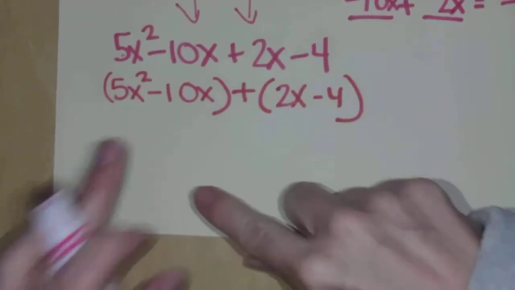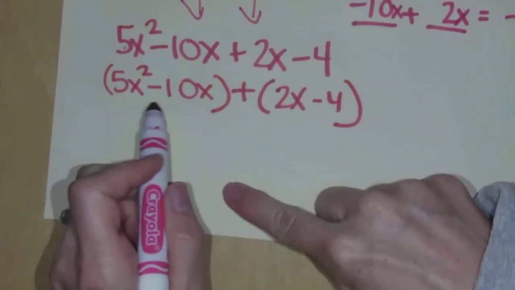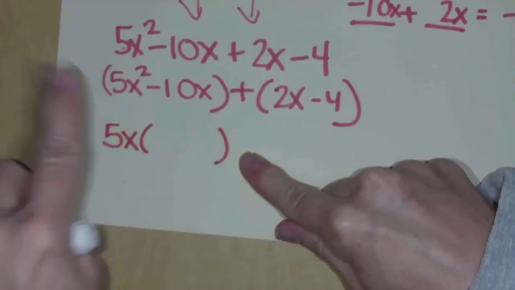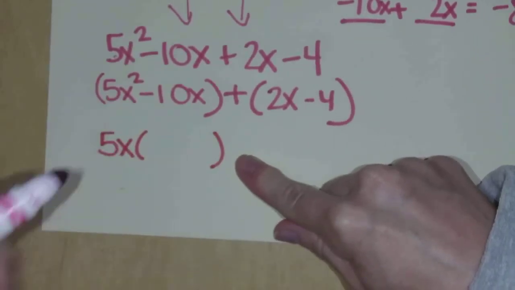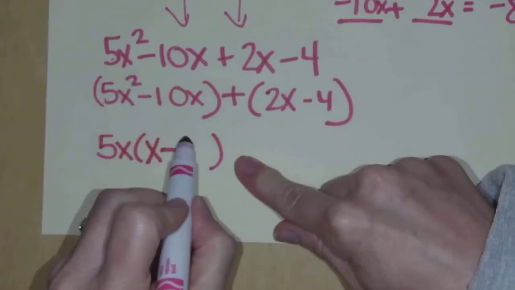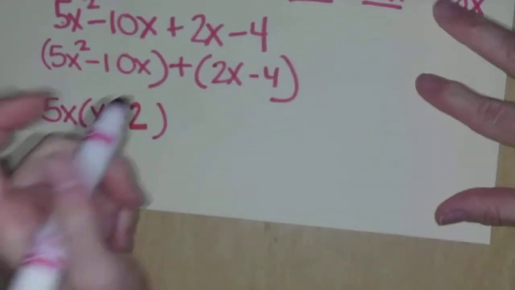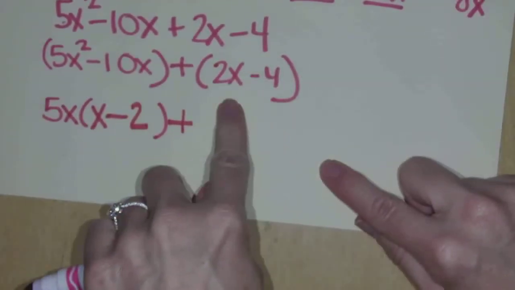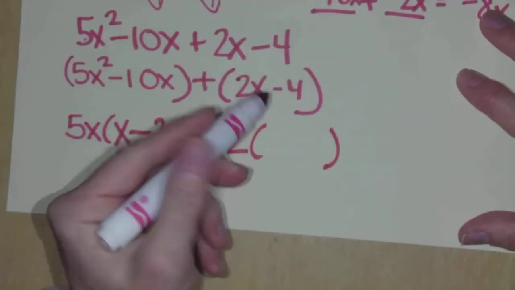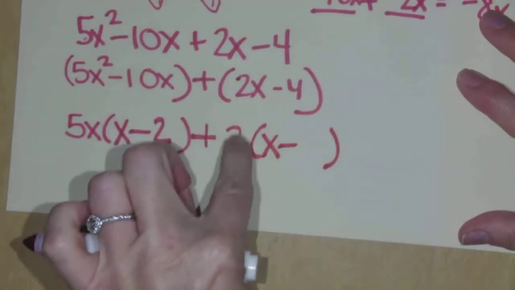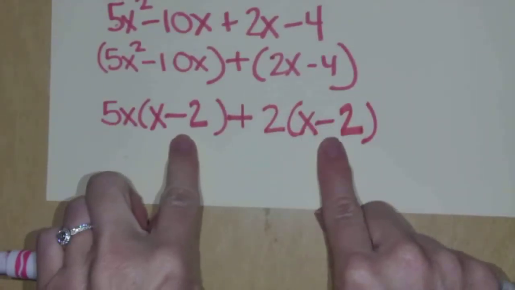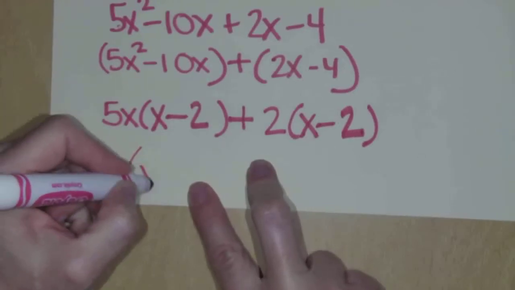Okay. Now we do GCF. So the GCF here in the first quantity is going to be a 5x. 5x squared divided by 5x is just x. 10x divided by 5x is 2. Plus GCF here, 2. 2x divided by 2, x. 4 divided by 2, 2. Okay, there's our commonality. X minus 2, bring it on down.